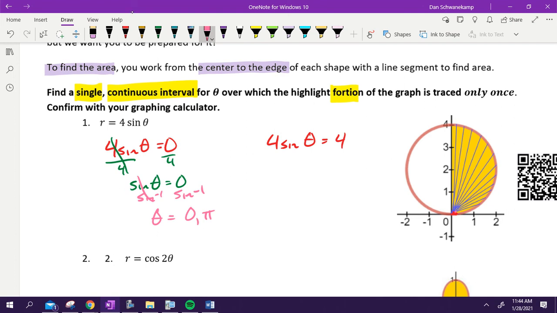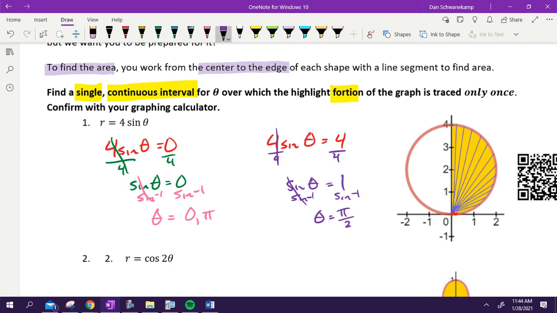Then we made these lines and we kept going around until we got to here. We said that the radius of this line right here would be 4. So we took this equation and set it equal to 4. We're going to solve it. Divide by 4. Sine of theta is going to be equal to 1. Inverse sine. We solve that. Theta is going to be equal to, when is sine going to get me 1? Pi over 2.